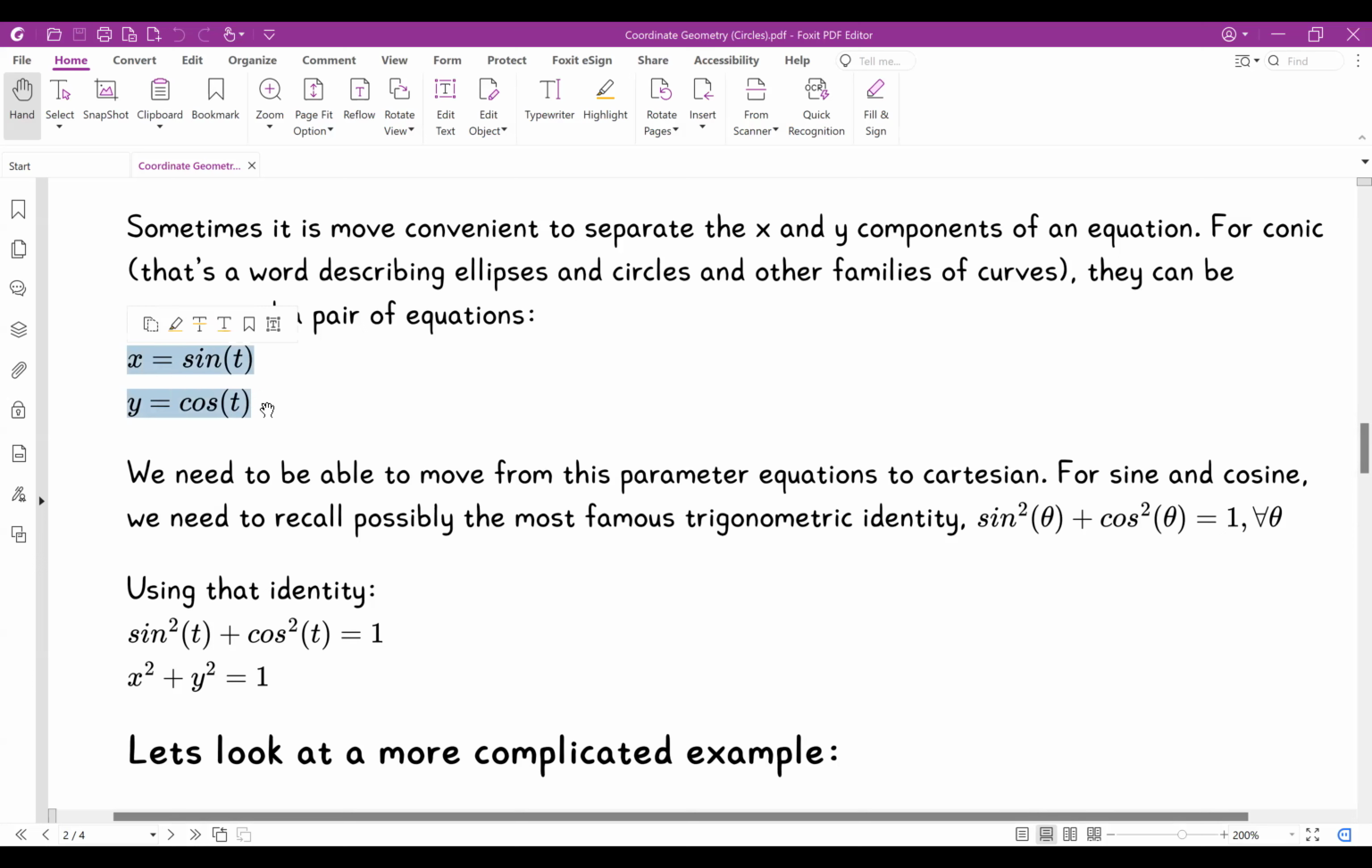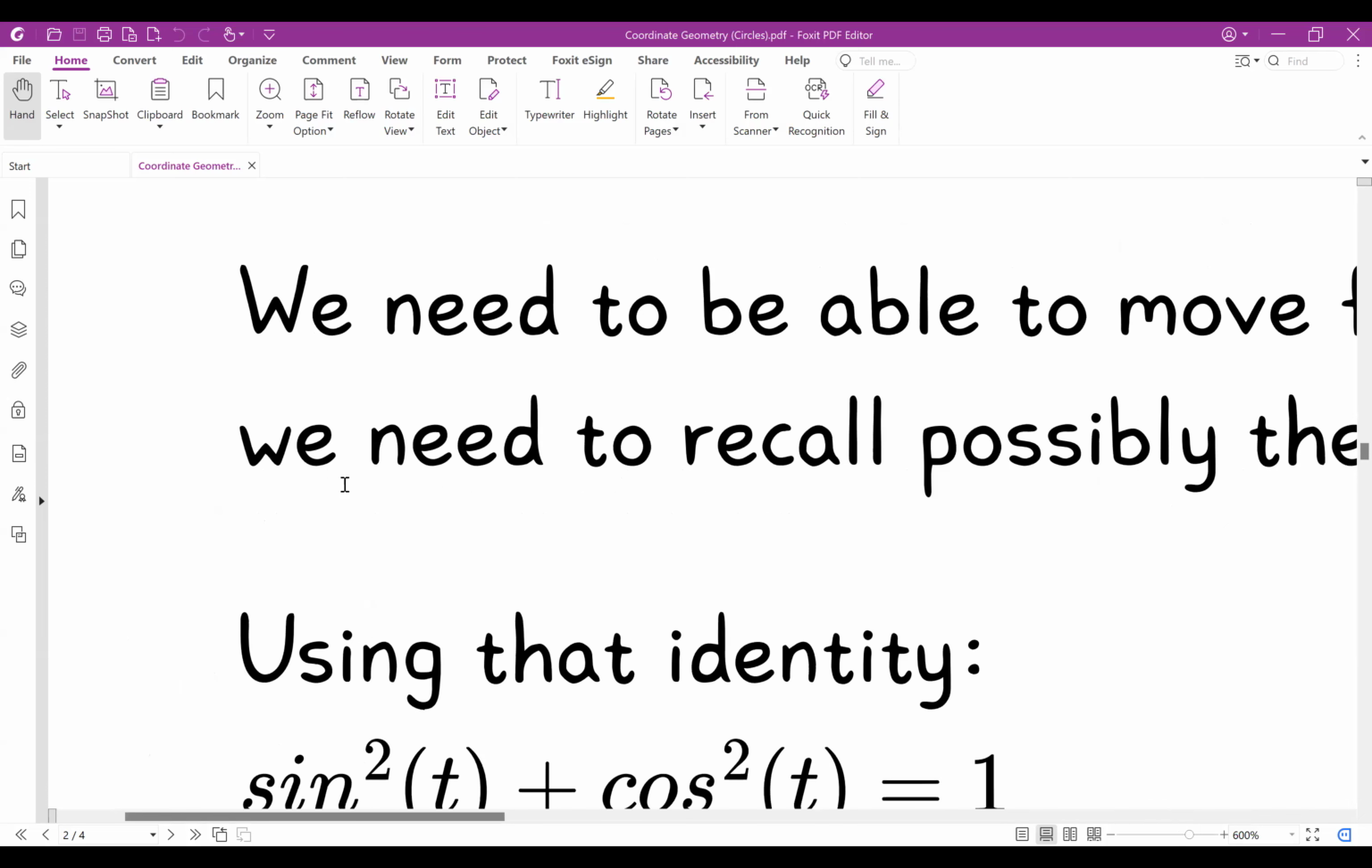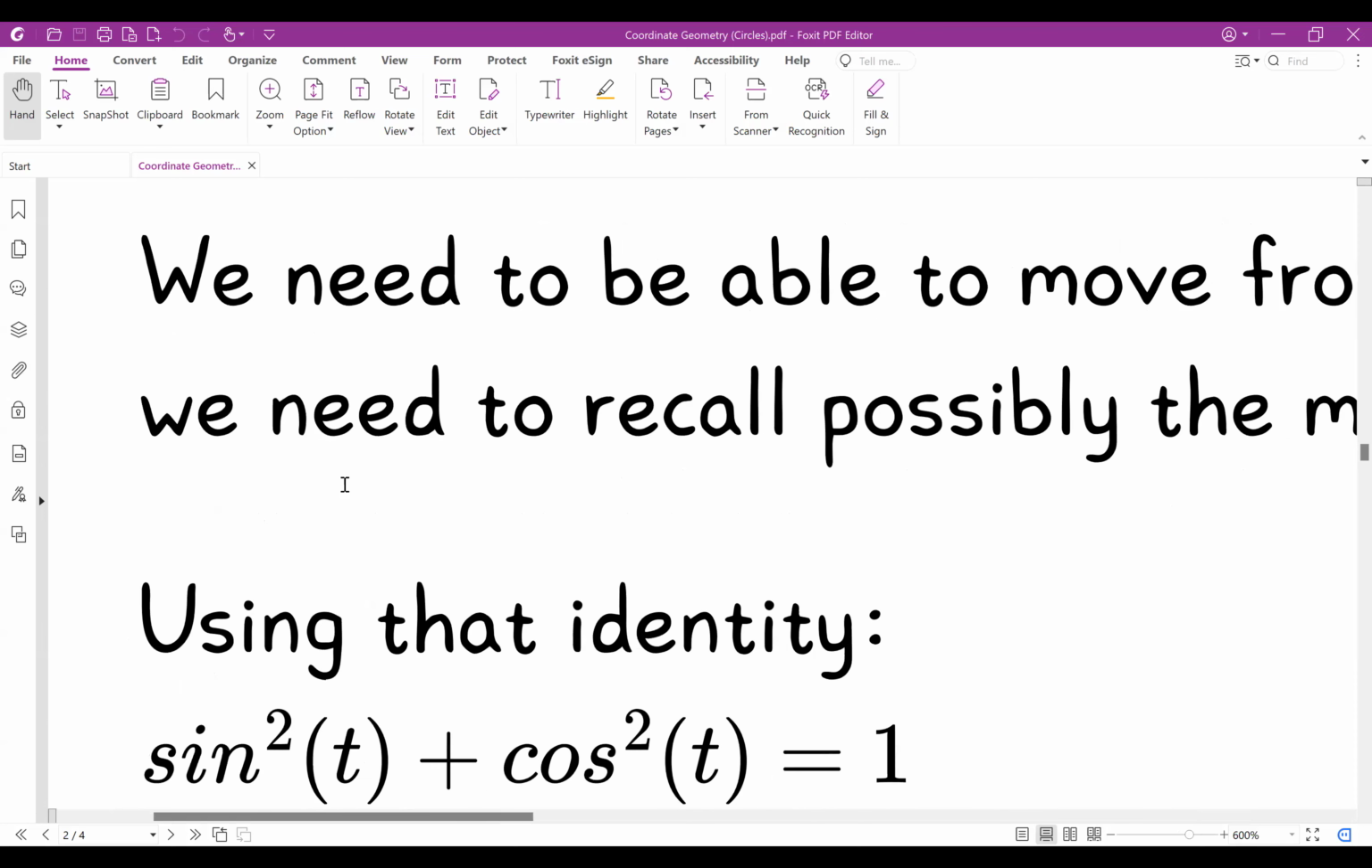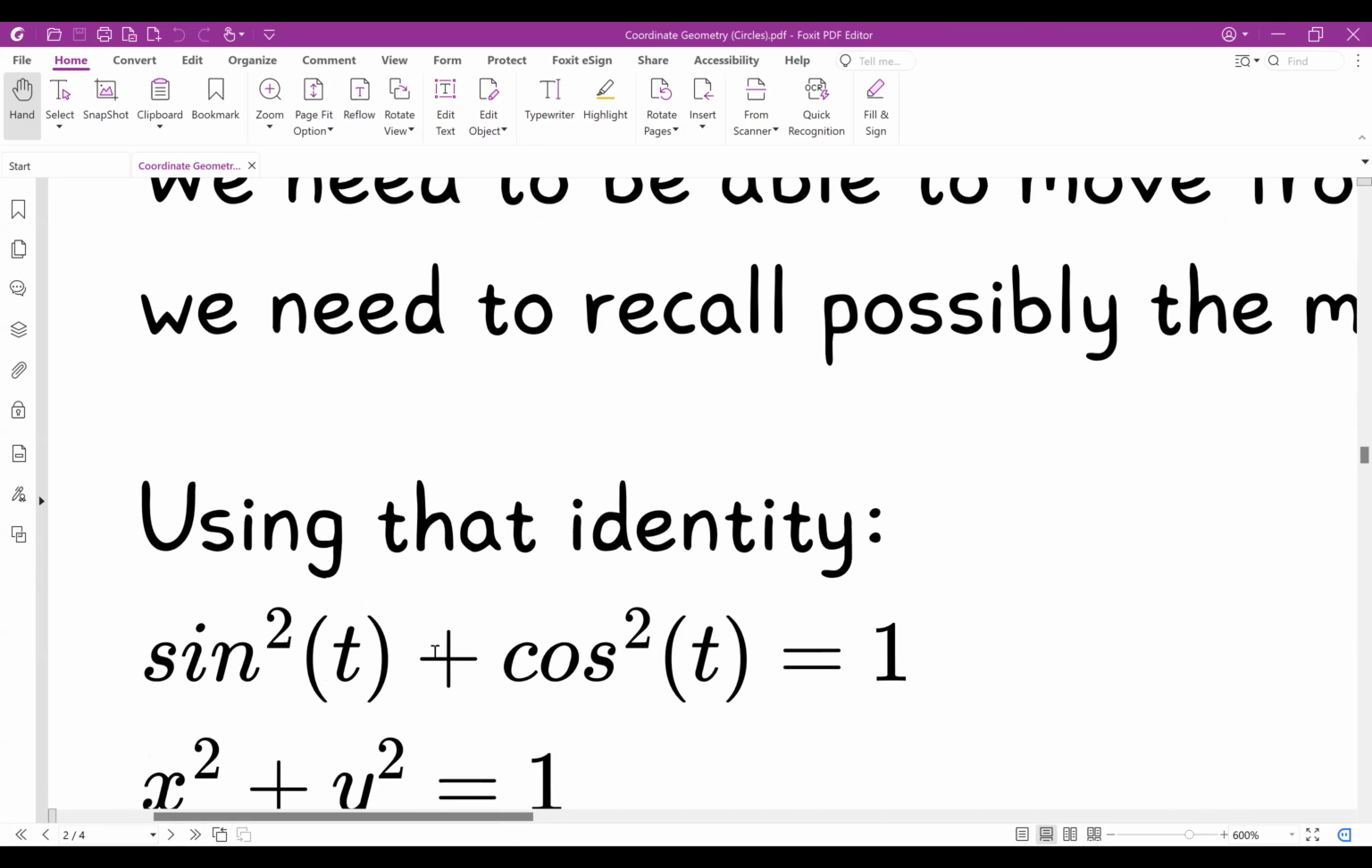So the question that CAPE often asks is for us to move from this pair of equations to just one equation. And the way that we do that is we always use the same identity, which is taught in module 2: sine squared plus cosine squared is equal to 1. If you don't memorize this identity, I don't know what to tell you, man. This is an important identity.